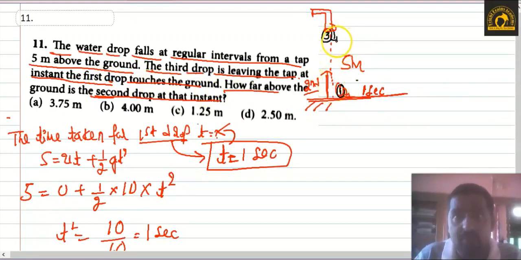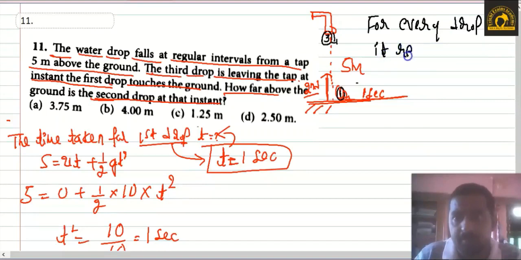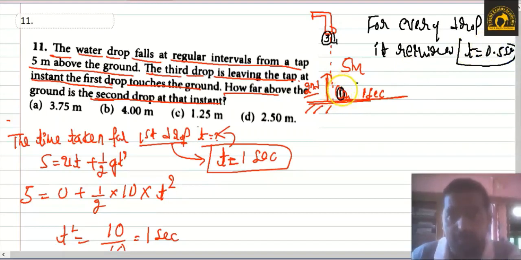Then what about the third drop time? Not only for the third, for every drop it requires time. How much? The time is equal to 0.5 second. How is it 0.5? Let's see the problem very properly.